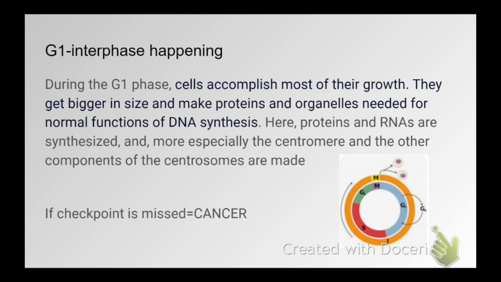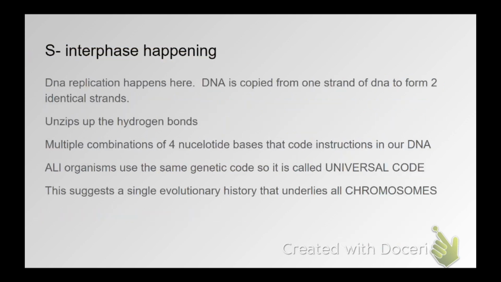we do. All right. New heading, new ink, left-hand column. This is S. Again, interphase is happening. This is where DNA replication happens. It is copied from one strand to form 2 identical strands. It unzips up the hydrogen bonds. There's actually an enzyme that does that, and it is called helicase. It unzips using helicase up the hydrogen bonds.